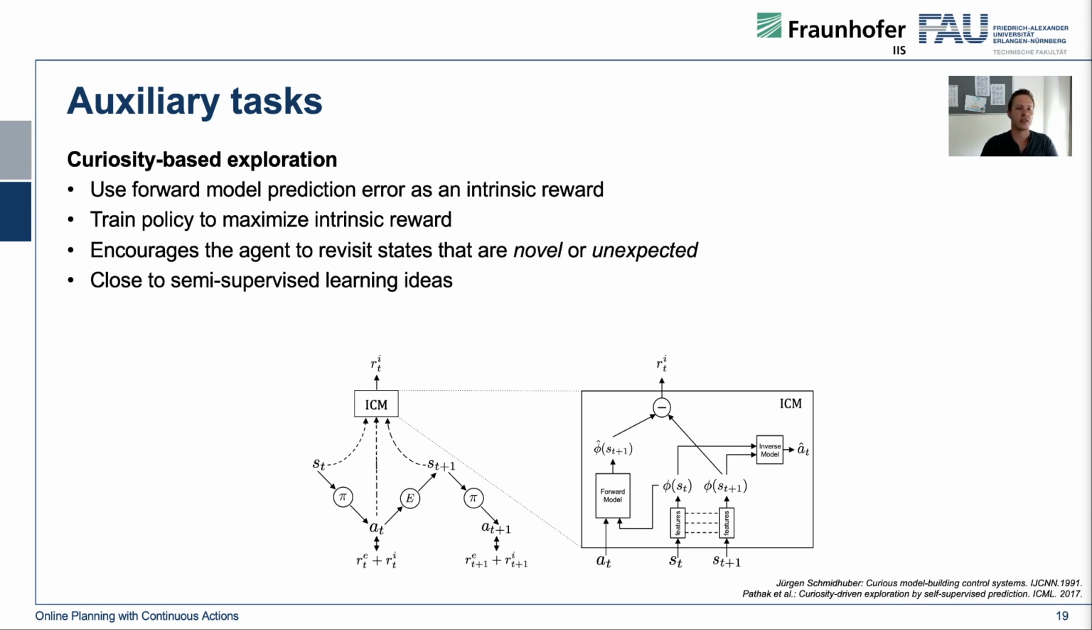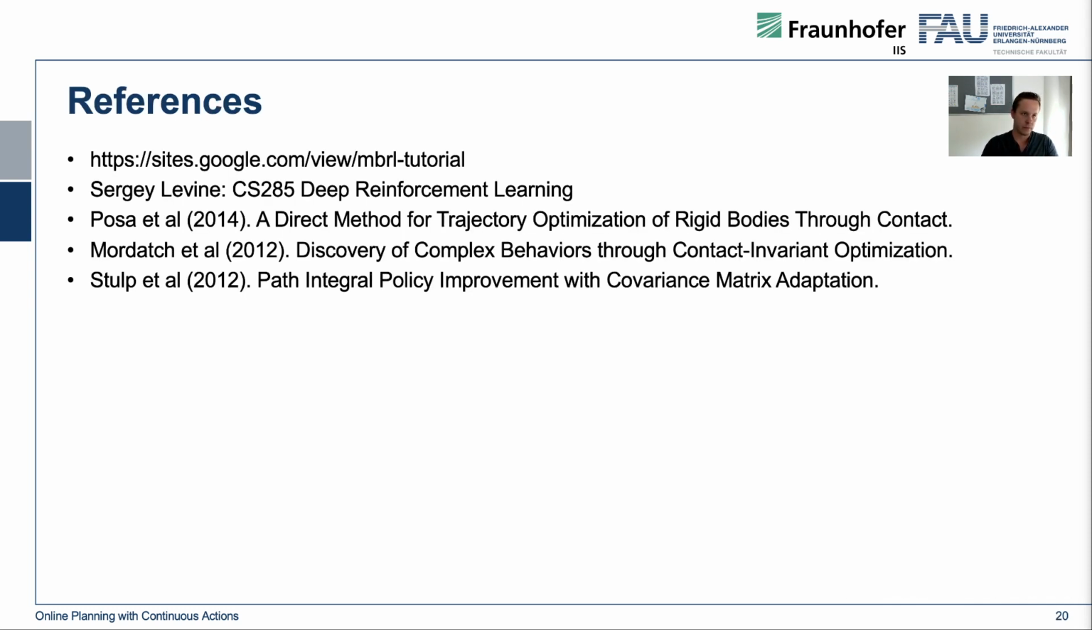So this encourages the agent to revisit states that are novel or unexpected. This also has ideas that are close to semi-supervised learning, and it is also an idea of building models of the environment and exploiting models in the context of model-based reinforcement learning. But see more about this in the lecture on exploration strategies. So here are some references for decision time planning for continuous action spaces, and in the next video we will be talking about problems of applying model-based RL in real-world applications. Namely, we will talk about the estimation and the propagation of uncertainty in our world models.